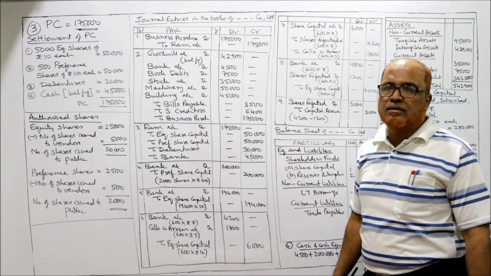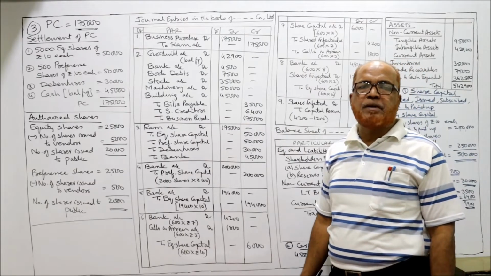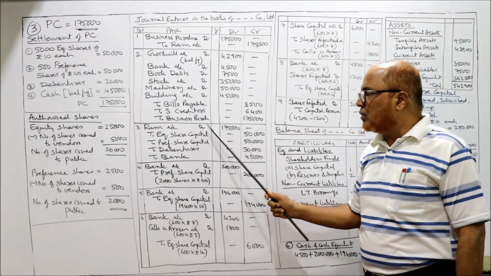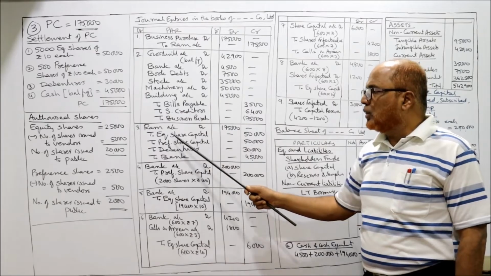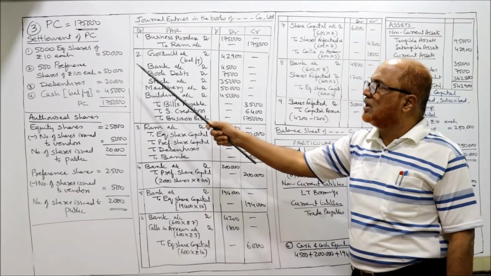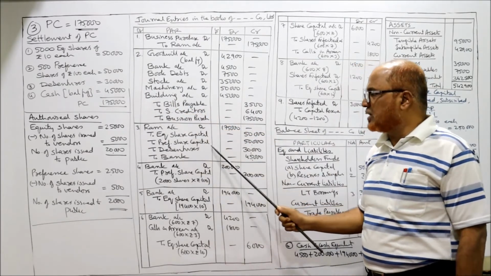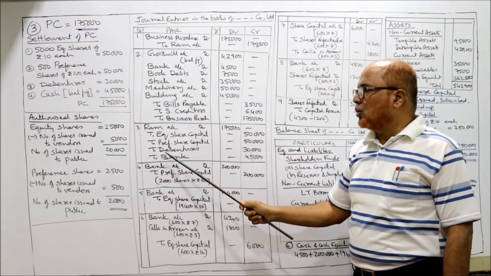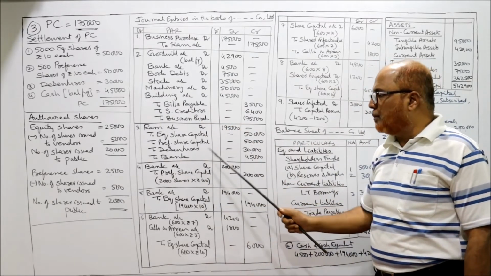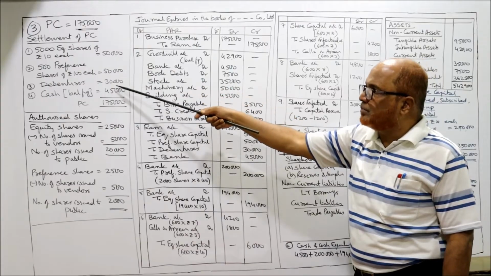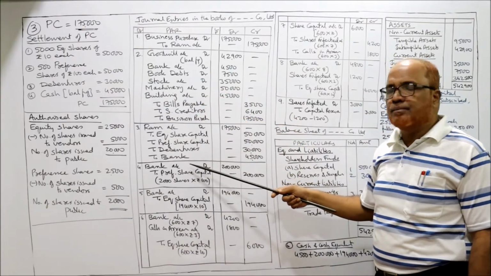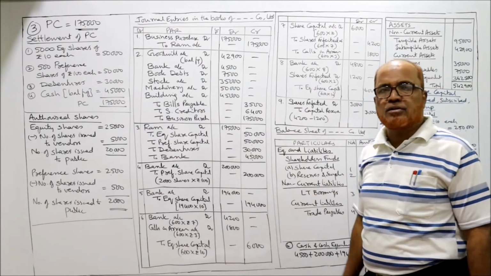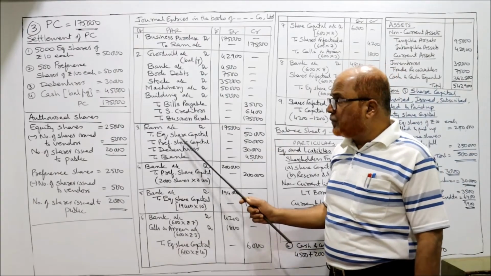Now PC paid. Purchase consideration is paid to Ram. So Ram account debit 1,75,000, to equity share capital 50,000. Here you can see, to preference share capital 50,000, to debentures 30,000, to bank 45,000. These are all the payments made for PC, being the PC paid. Up to 3 entries over.